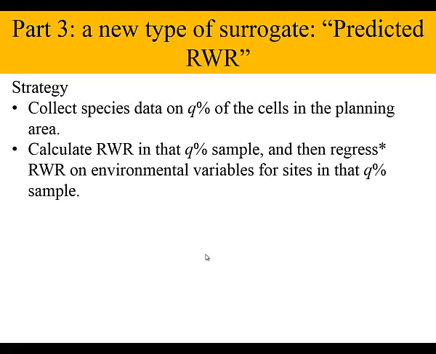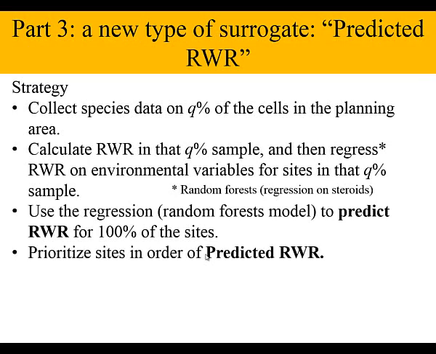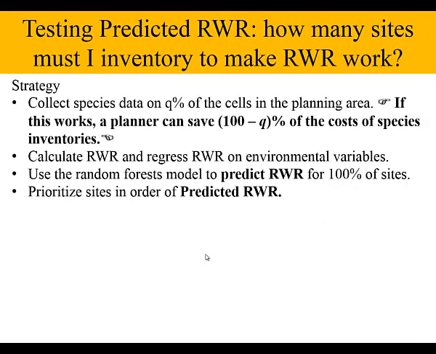And then we're going to regress RWR on the environmental variables. Again, recall those are available free across the landscape. In that Q% sample, I'm going to use the word regression, but really we were using random forest models. It's a type of regression, super duper regression. We'll just call it regression. Then we'll use that regression or the random forest models to predict RWR for 100% of the sites, including the sites for which you don't have data. And then we prioritize sites in order of predicted rarity-weighted richness.